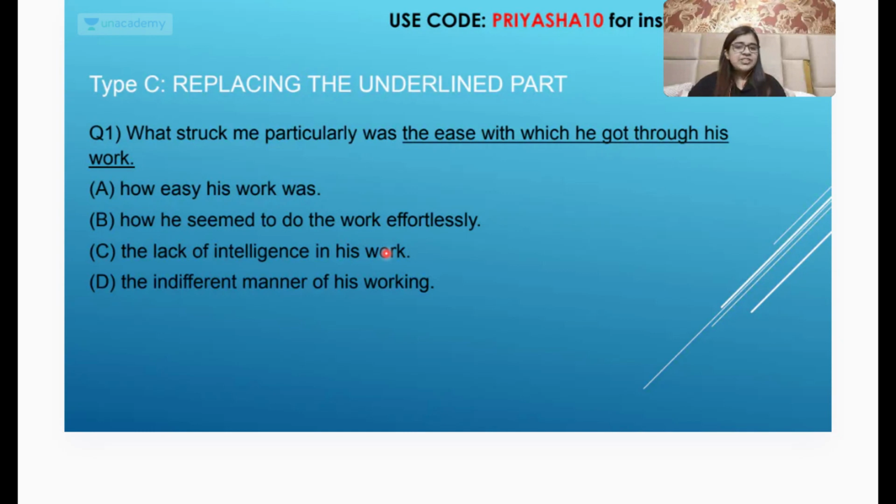So for this question, as I told you, what struck me particularly was the ease with which he got through his work. So I'm talking about the easy way in which he did the work, not how easy his work was, but how easily he did it. When we concentrate like that, we get to know that option B will be correct.